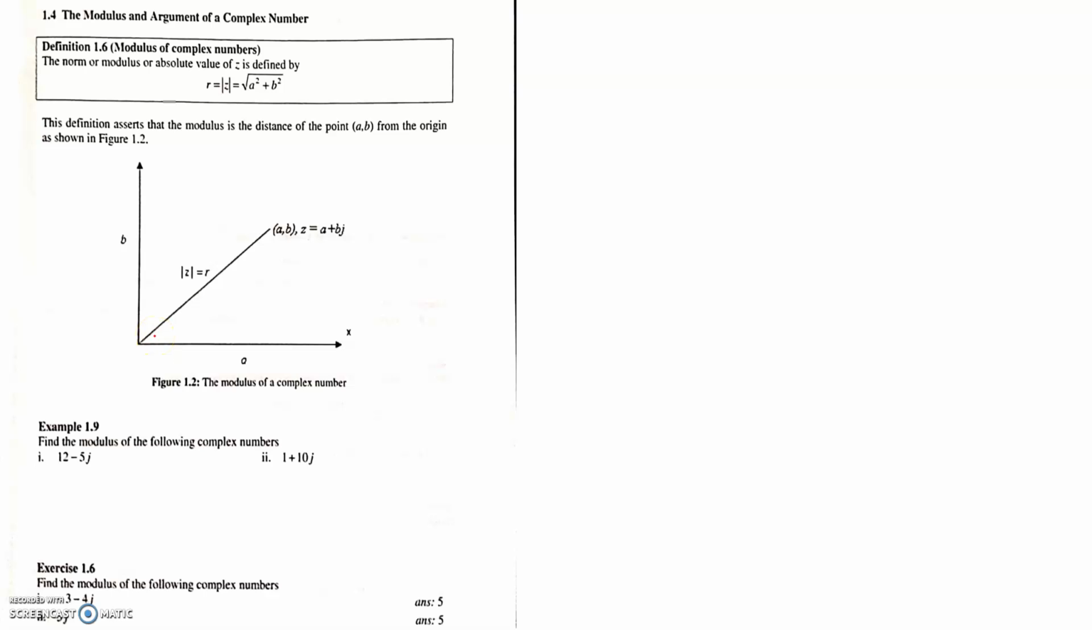Now, for the argument, what does it really mean? We are going to find the degree. So by figuring this out, we are able to later exactly locate where the complex number is in our chart. So we have this and we have the modulus, hence we are able to locate the complex number. So let's see how to calculate it. We calculate it by using this formula, tan inverse b over a.